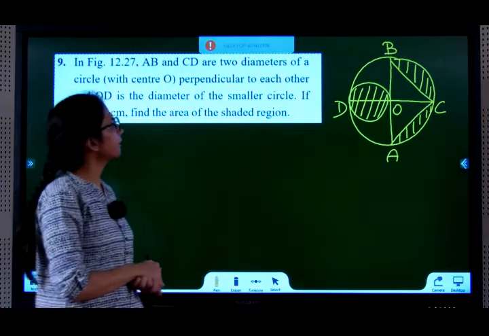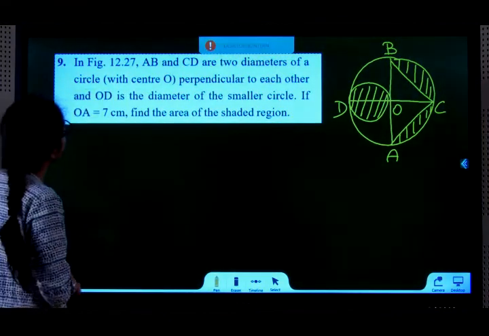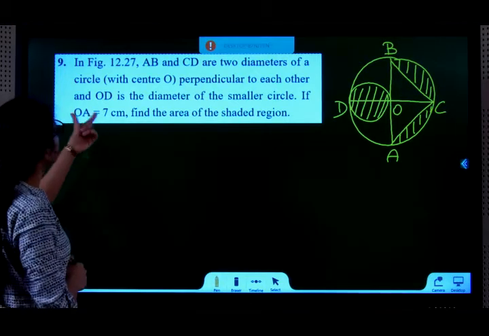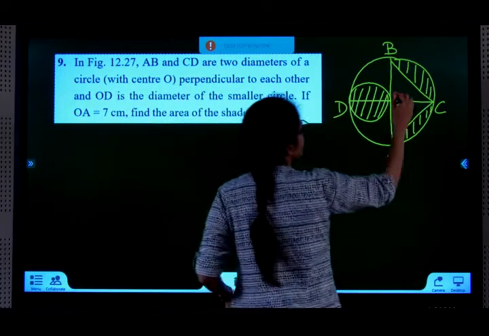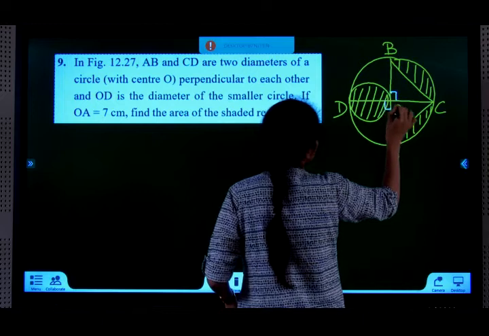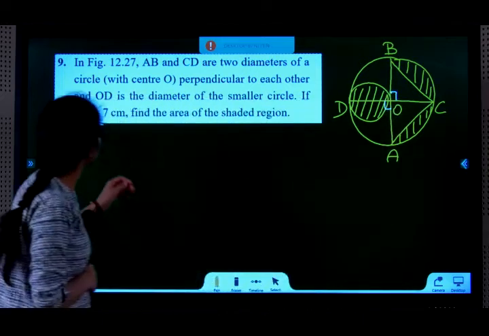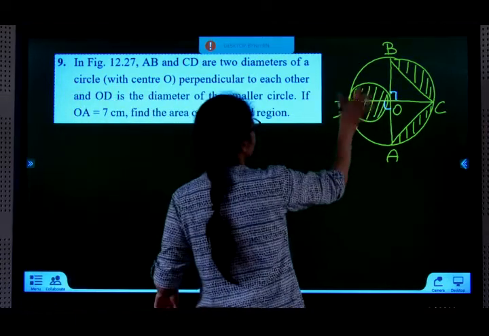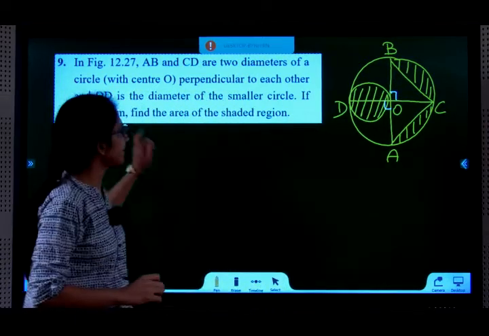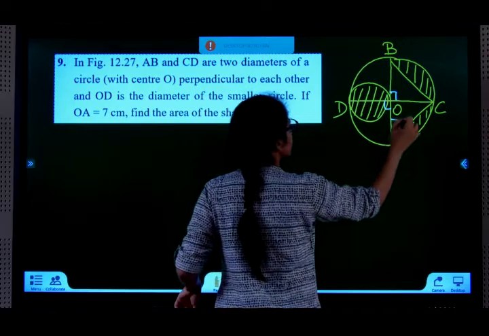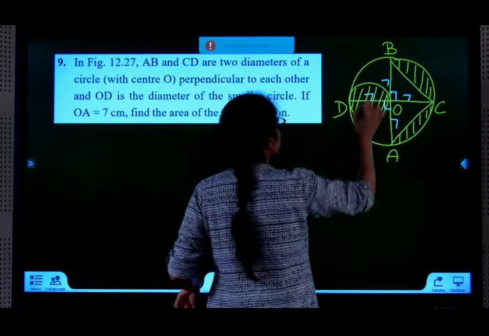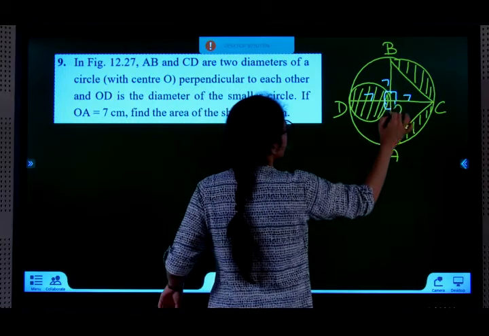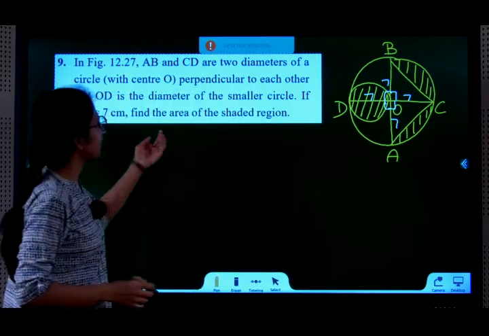Question 9. In the figure, AB and CD are diameters of a circle with center O, perpendicular to each other. They have told AB and CD are diameters that are perpendicular to each other. OD is the diameter of the smaller circle. OA is 7. See, center is O and this is 7. So I can say all of these are 7, 7, 7. Agreed? Yes. And these are all perpendicular. Find the area of the shaded region.